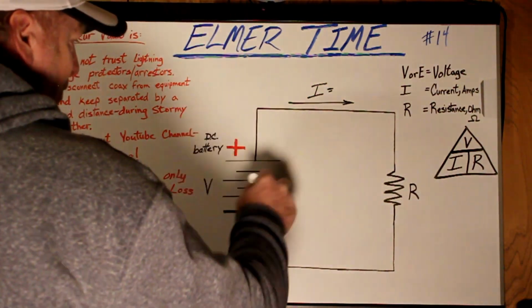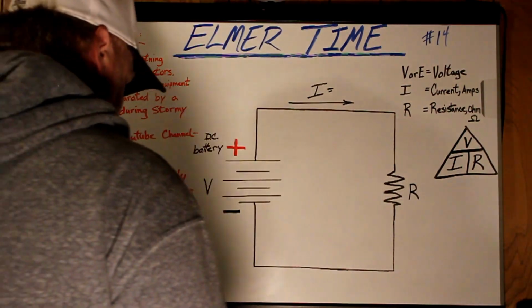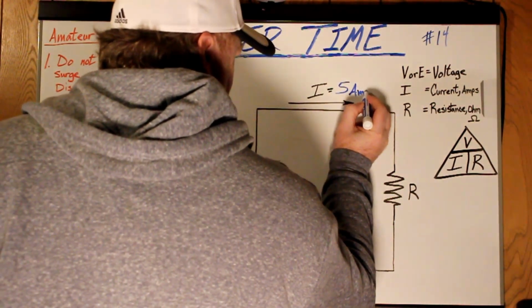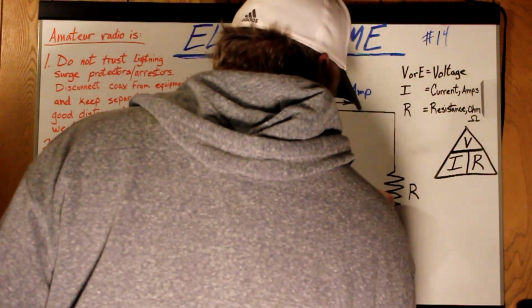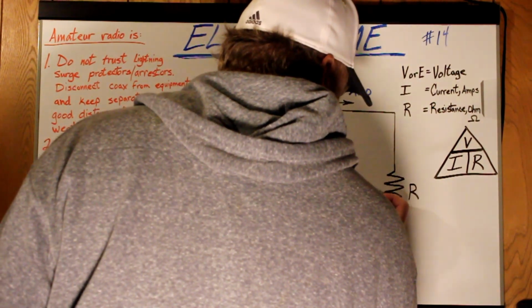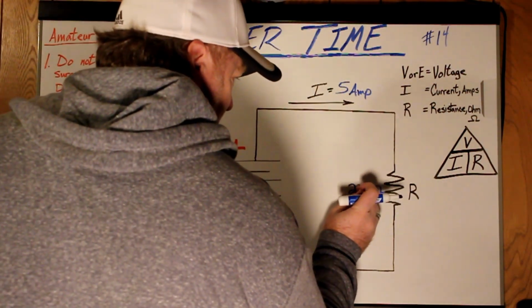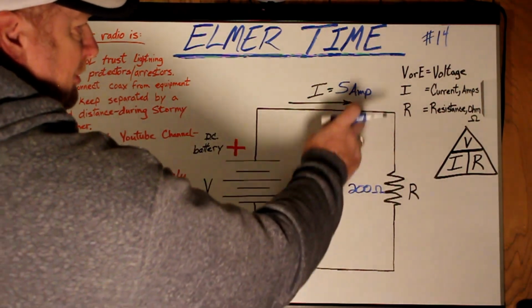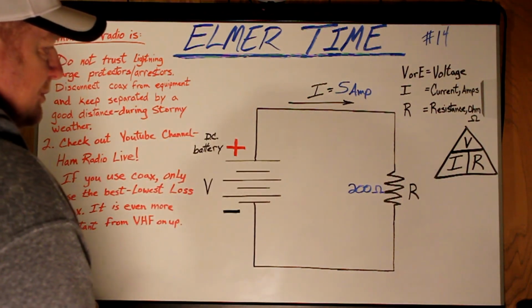What if we're looking for the voltage? We don't know what the voltage is of the battery, but we do have current. Let's say it's 5 amps. And the resistance is, let's say, 200 ohms. That doesn't look like a 0, does it? There we go. So we got 200 ohm resistance, 5 amps for the current. We want to know what the voltage is.